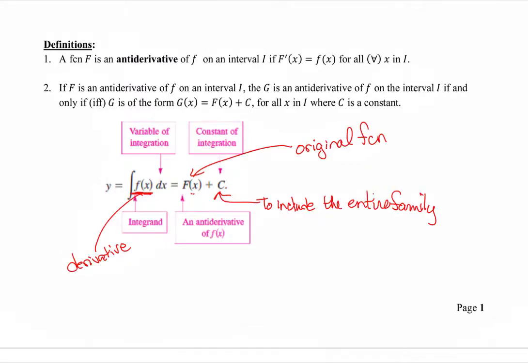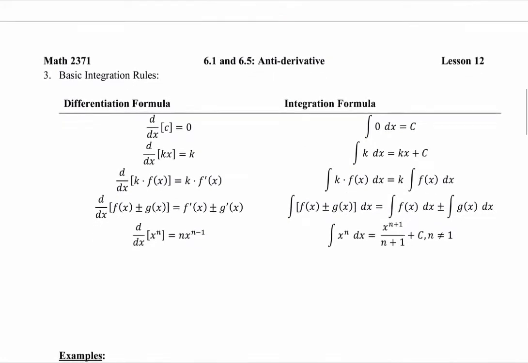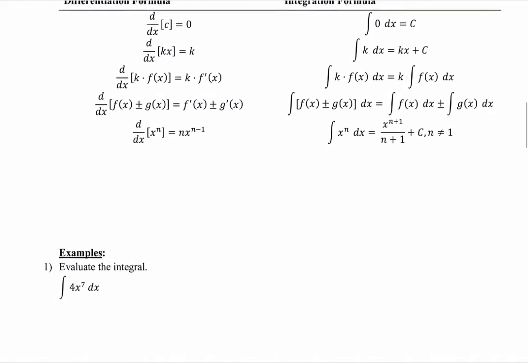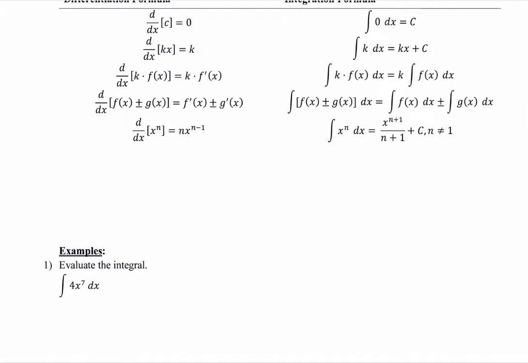So, now, there are what we call certain integration formulas. So, let's think about this. If you take the derivative by pulling down the exponent and subtracting 1, how are you going to go the other way? You're going to add 1 to the exponent and divide by the new exponent. Okay? This is called the power rule.